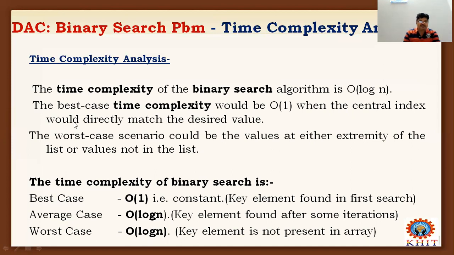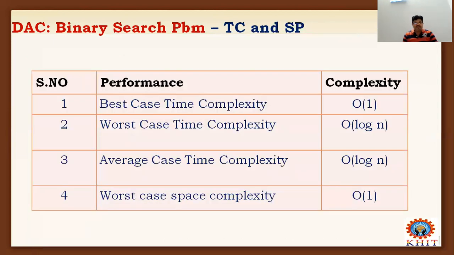So in the binary search problem, the best case time complexity is order of 1, and the average and worst case time complexity is order of log n. The worst case scenario could be values at either extreme of the list, or not in the list at all. In this way, we can measure the time complexity of the binary search algorithm. Here we can consider the space complexity also.